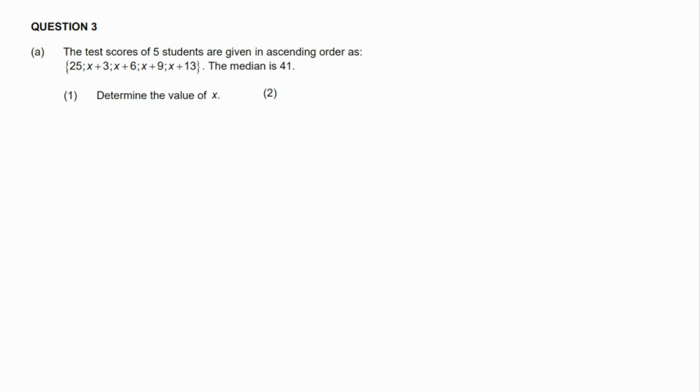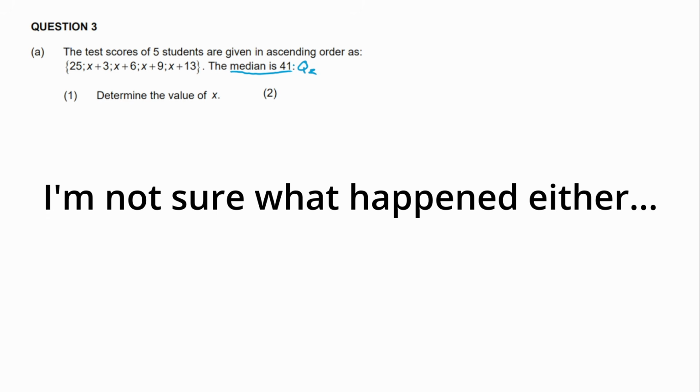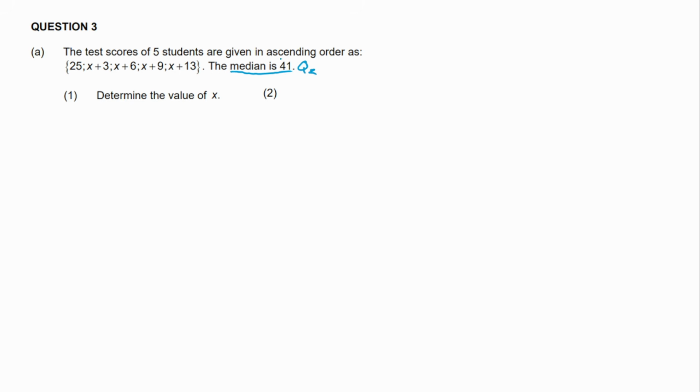For question 3, we have that the test scores of 5 students are given in ascending order as 25, x plus 3, x plus 6, x plus 9, x plus 13. And they say that the median is 41. So we know what Q2 is, because the median is Q2. The data is given in ascending order, so this is important: it's already been organized in ascending order. So we have 1, 2, 3, 4, 5. There's 5 students.